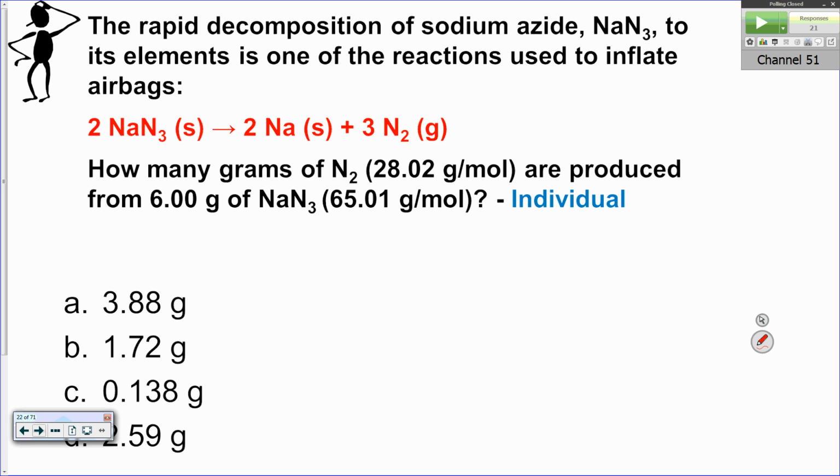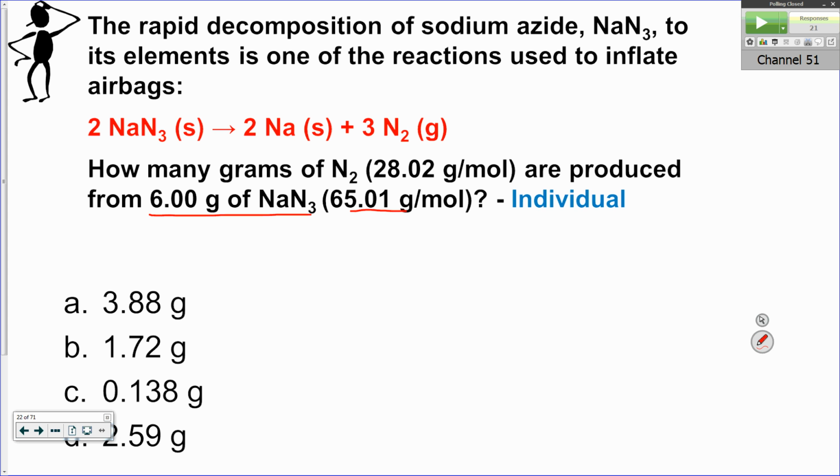So when an airbag goes off, there's a chemical in the airbag called sodium azide, and it's a solid. When an electrical charge goes across it, it converts to a gas almost immediately, and it's that gas that inflates the airbag. Okay, so you've got a certain mass of sodium azide. You've got 6 grams of sodium azide. I give you the molar mass of the sodium azide.